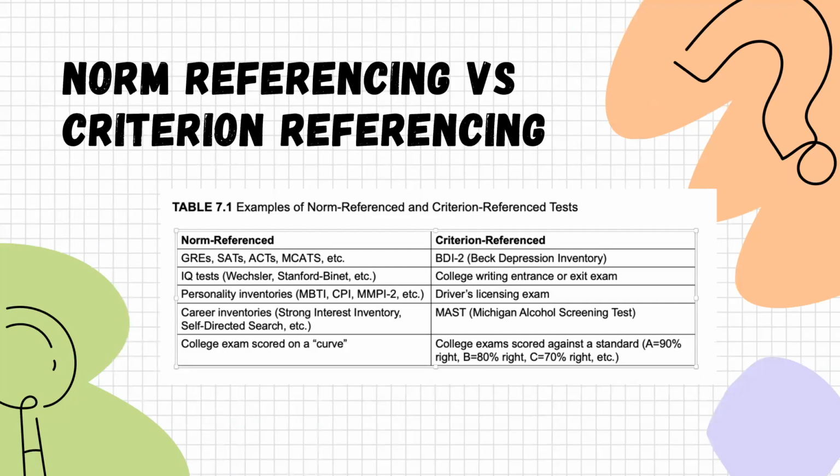Criterion referenced tests are like the Beck Depression Inventory, a college writing or entrance exam or exit exam, a driver's license exam, or the Michigan Alcohol Screening Test, and college exams scored against a standard.